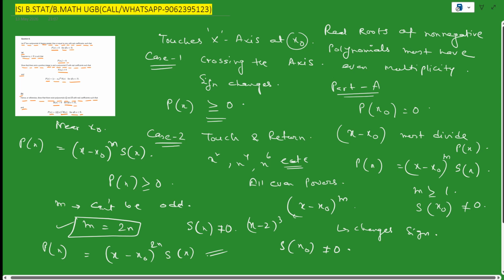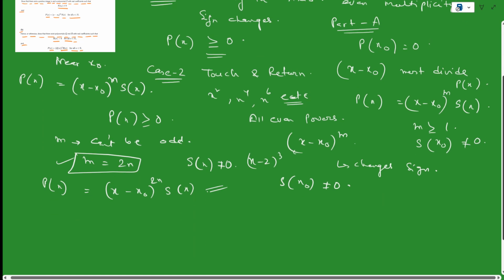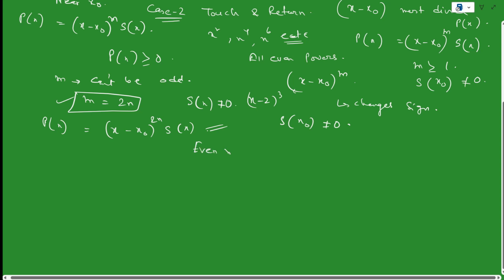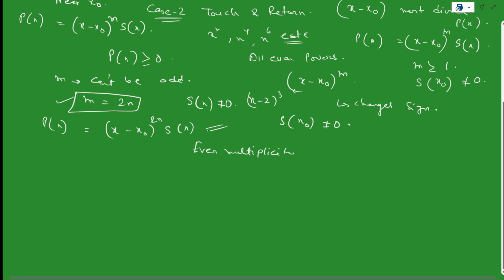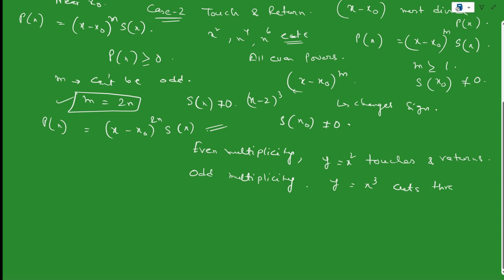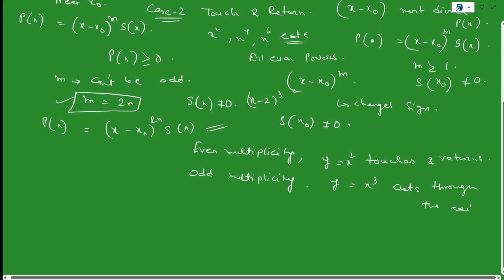Now, whenever a polynomial touches the x-axis and returns, multiplicity is even. And whenever it cuts through, multiplicity is odd. Always remember that. Now, even multiplicity: y equal to x square touches and returns. Now, odd multiplicity: y equal to x cube cuts through the axis. So ISI loves this conceptual understanding.